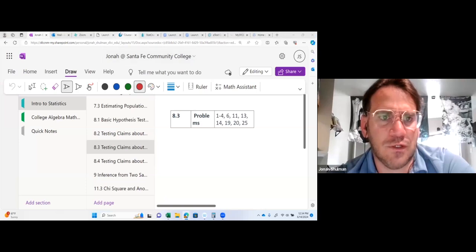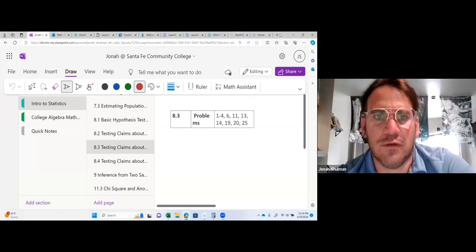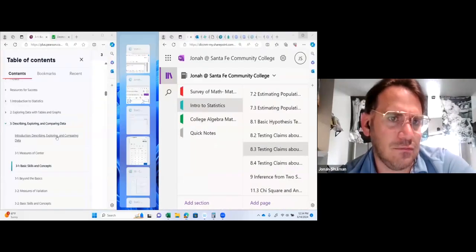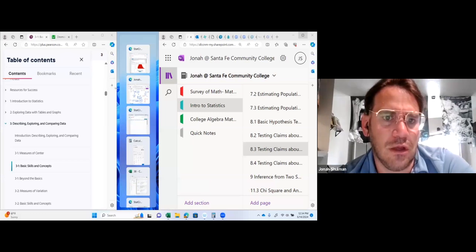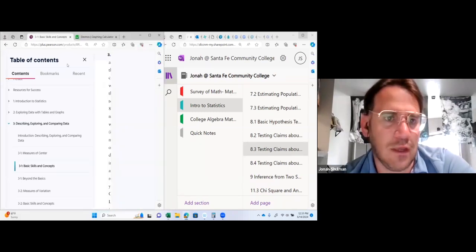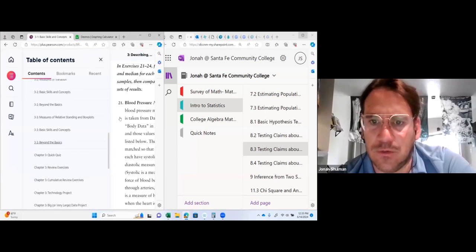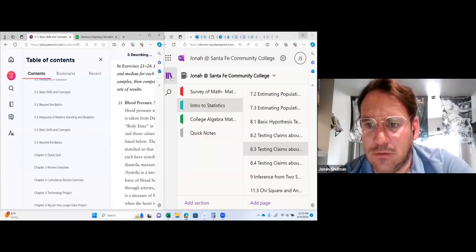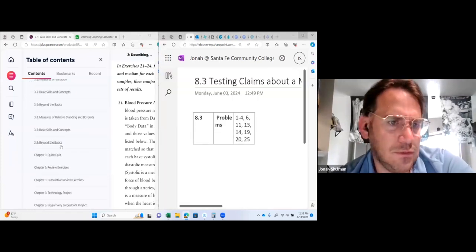I'm going to do the textbook first and we're going to get into it. Hopefully everything is clear for us. If it's not, just let me know. I'm getting some more emails from folks. Just reach out to me if you need help. That's why I'm here. So I'm going to shut this, 8.3, testing claims about means.